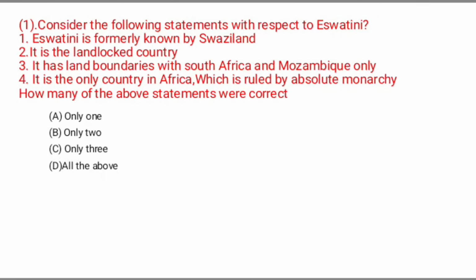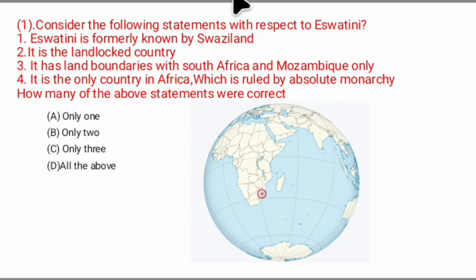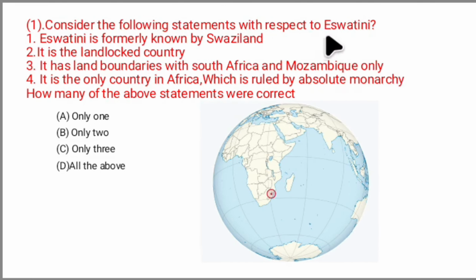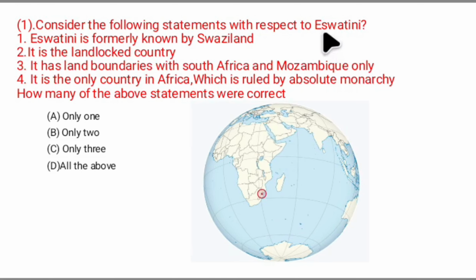Firstly, question number 1. Consider the following statements with respect to Eswatini. Eswatini is the country which is located in the southern African region. This is the country of Eswatini. To the west of Eswatini, South Africa is located, and to the east of it, Mozambique is located. And this is a landlocked country.